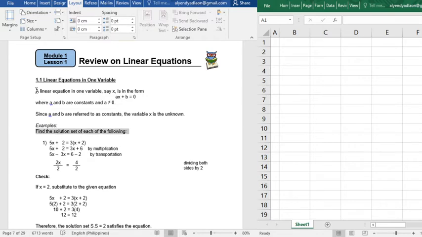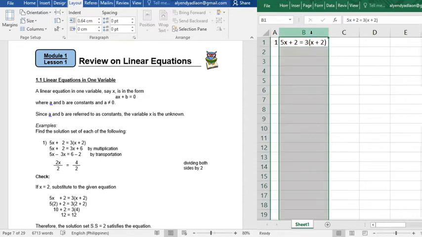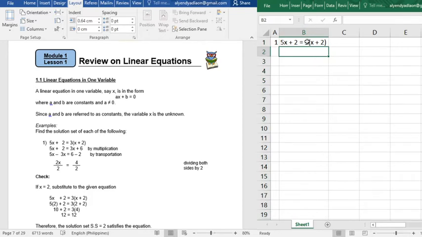For example, find the solution set of each of the following. 5x plus 2 equals 3 times (x plus 2). Alright, now to start, let us first type 5x plus 2 equals 3 multiplied by (x plus 2). The first step that we are going to do is to distribute the 3 to the terms inside the parentheses. So we will have 5x plus 2 equals 3 times x, that is 3x, plus 3 times 2, that is 6.